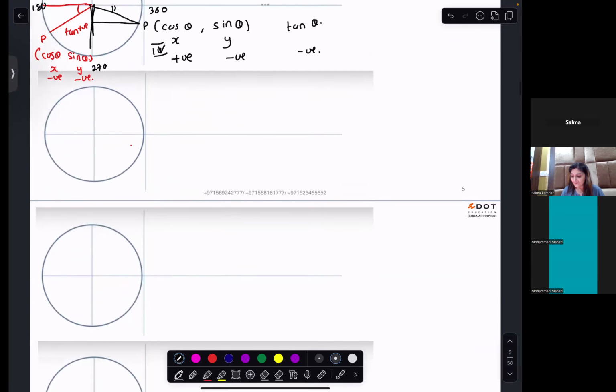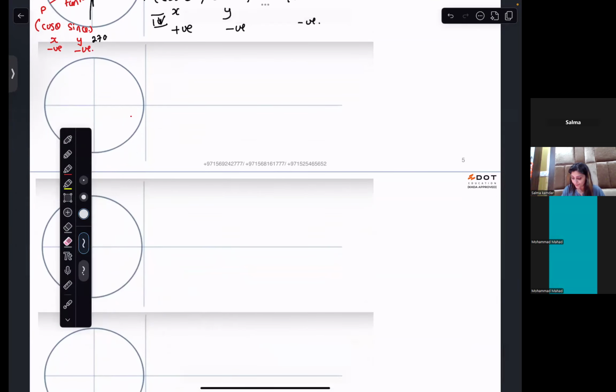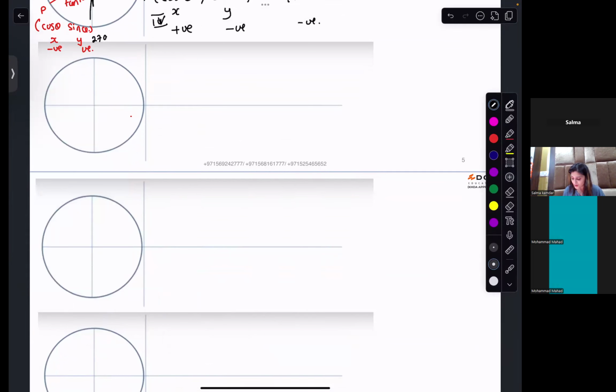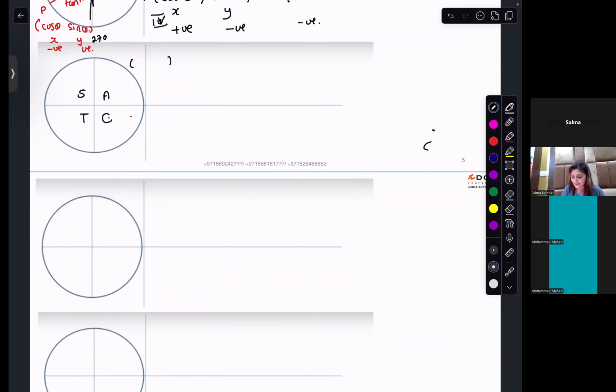So with this, I derive a rule which is called the CAST rule. What does the CAST rule say? In the fourth quadrant, I want you to tally with all the diagrams that you're getting. My CAST rule says this will be written as CAST. Over here, I'm just writing cos and sine.